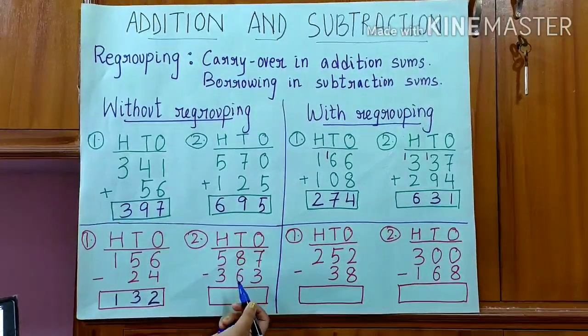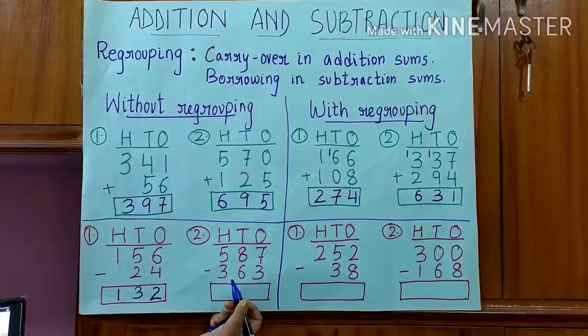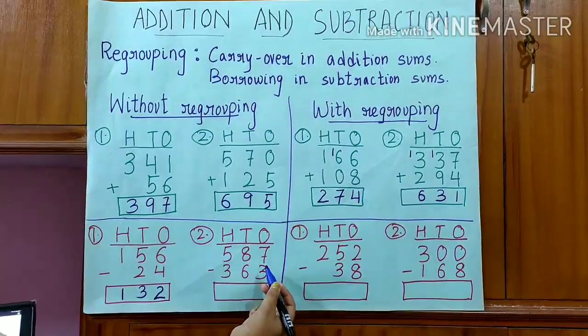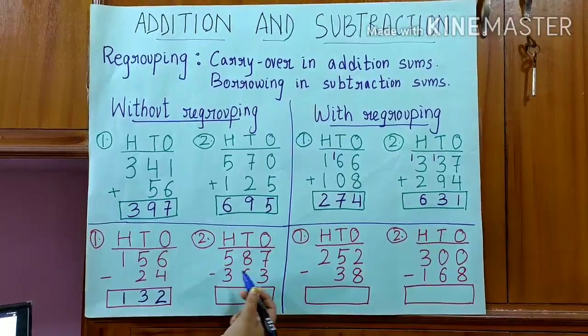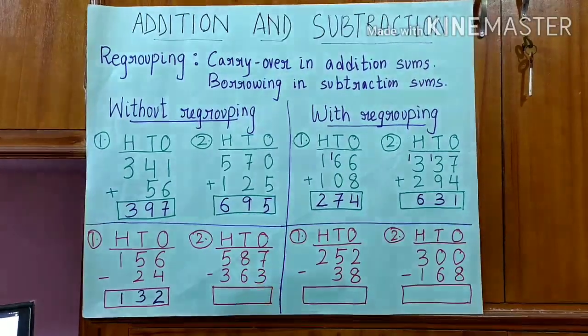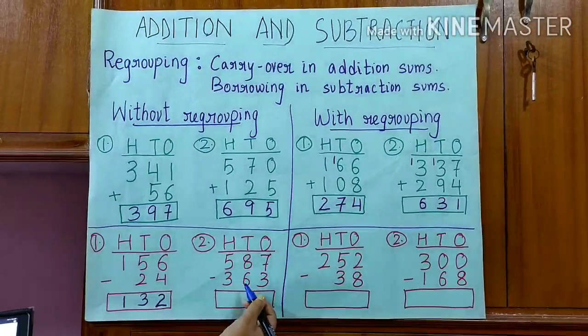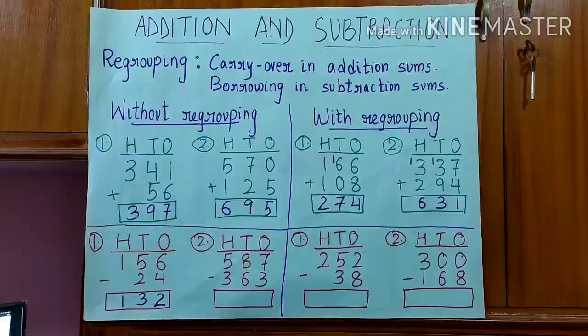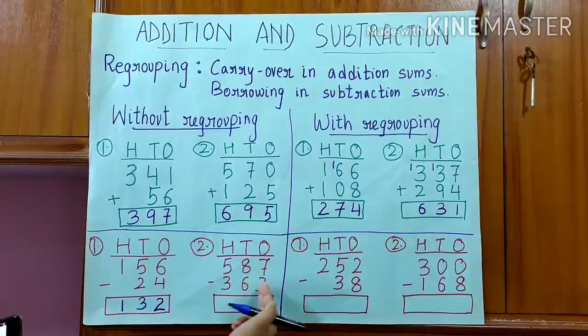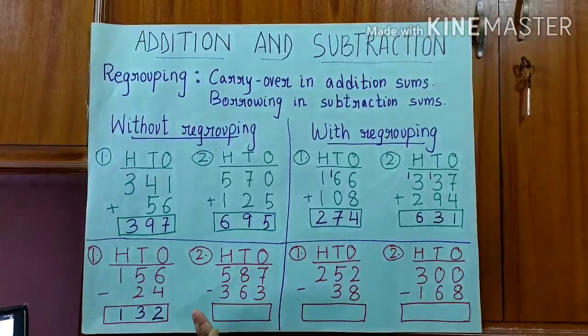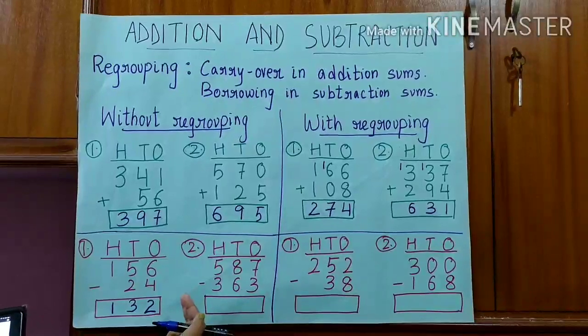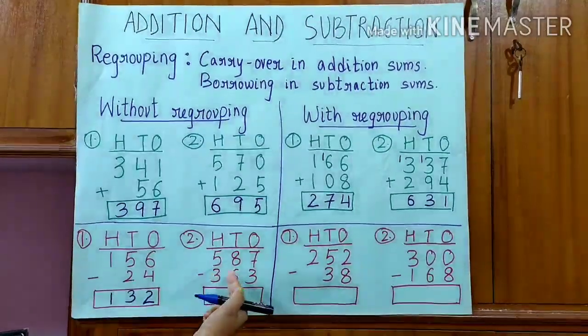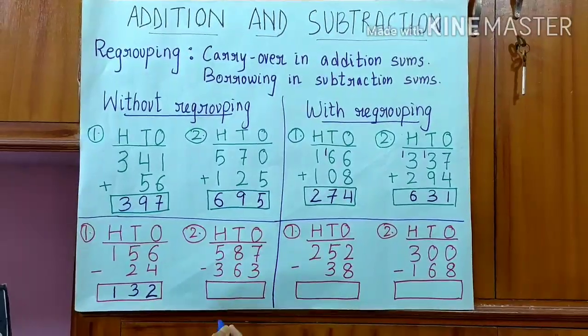See the question over here. Ruben had 587 curry puffs. At a food fair, he sold 363 curry puffs. So how many curry puffs had he left? Now we have to find out the sum. We have to find out the subtraction sum. So we have to subtract 363 from 587. That will give us how much?